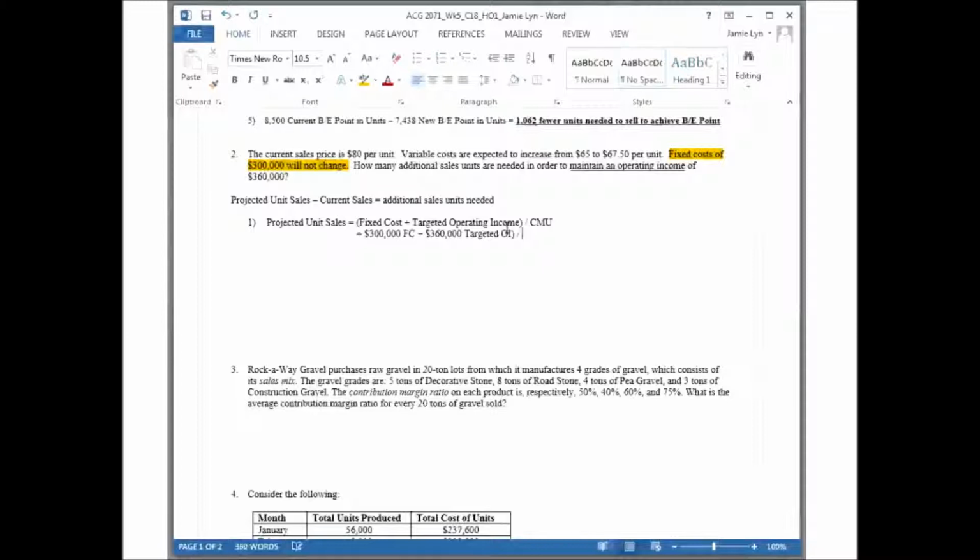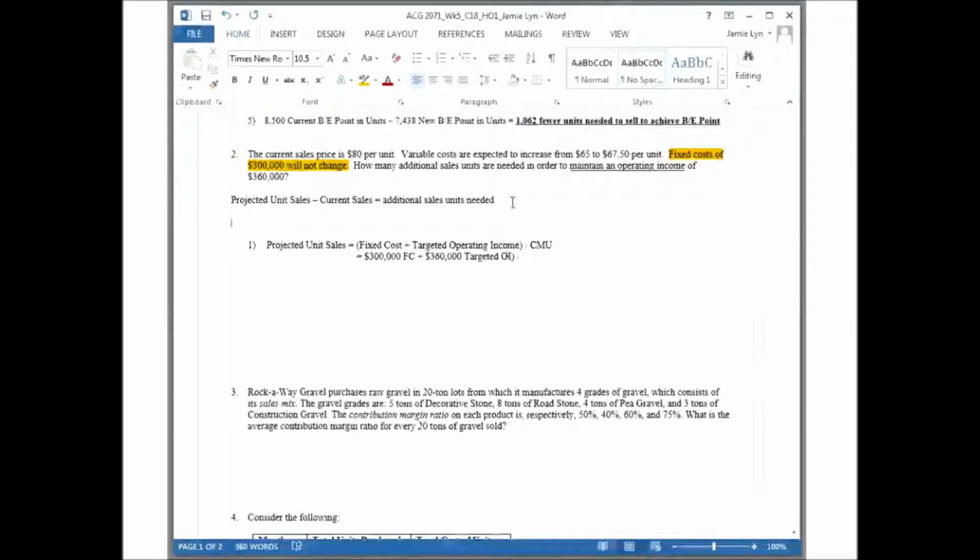Now, we don't have the actual contribution margin unit. It was not given to us. So another formula that we need is contribution margin unit equals unit price minus unit variable cost. So, do we have that information?